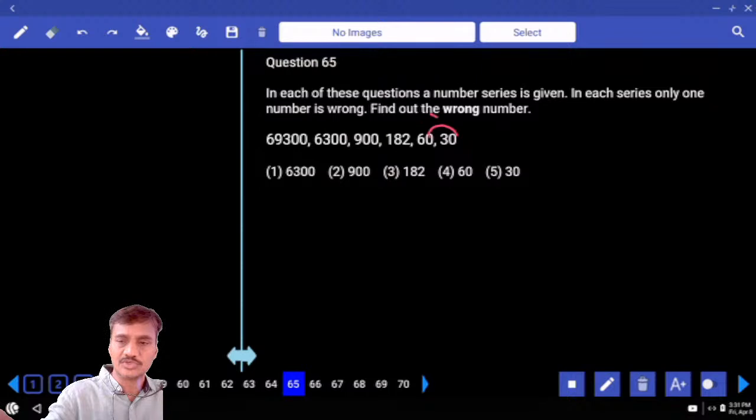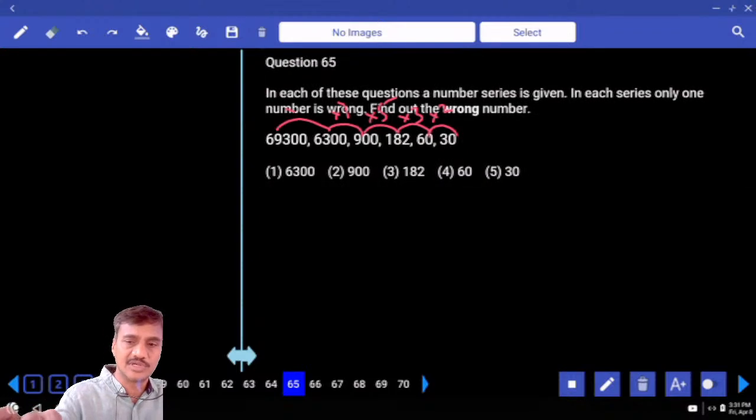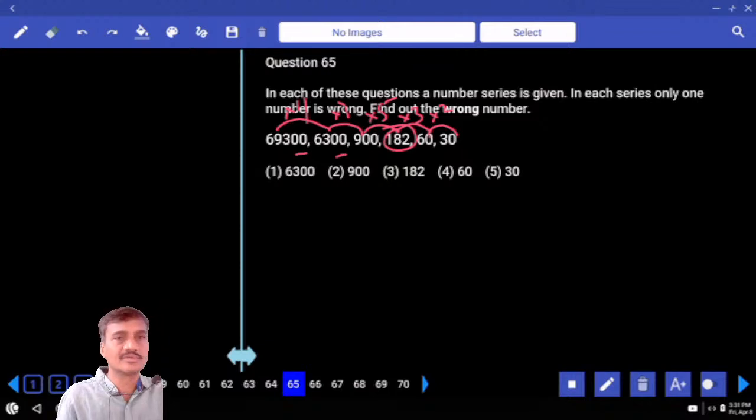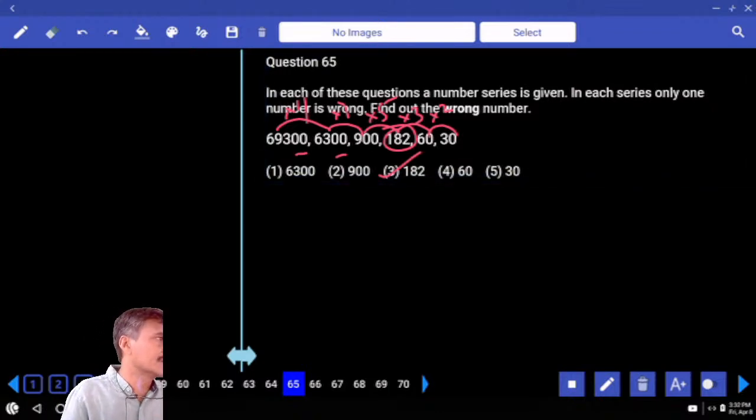30 and 60 is into 2. And 60 and 182, no, that is not a perfect multiple. Taking into 3, it is 180. 180 into 5, 2, 3, 5 prime numbers. And 5 into 7, 9 into 7, 63 into 11, 693. Now the given numbers are divided by 11, divided by 7, divided by 5. And so what is the wrong number? 182 is the wrong number. 182 is the wrong number. Clear now? Now this is about question number 65, choice 3. Clear? And next is quant.